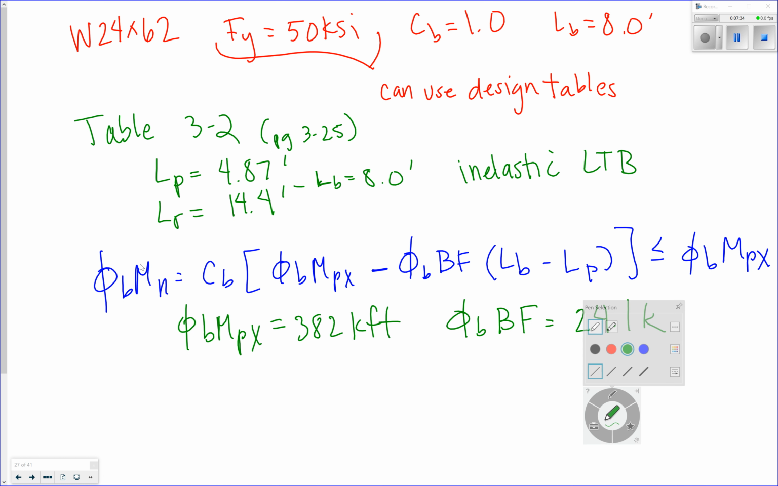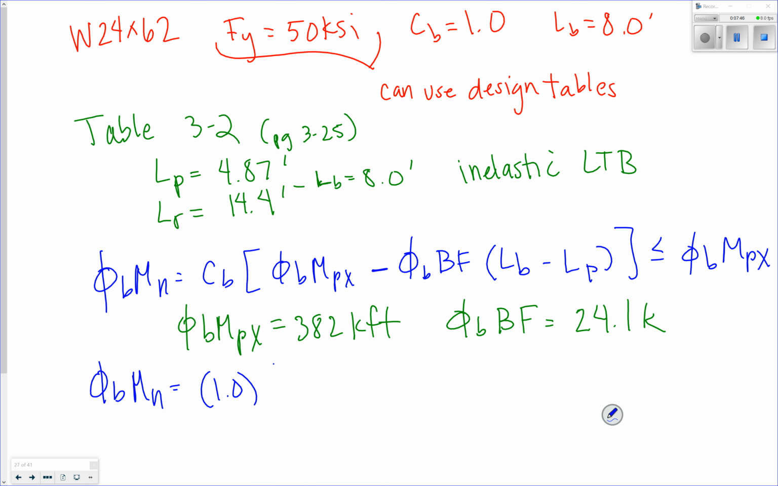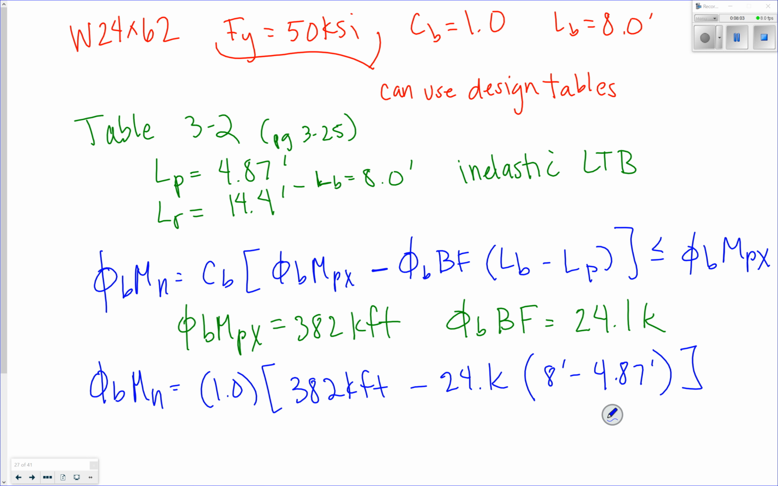Okay. Substitute all my values in there. 382 kip-feet minus 24.1 kips times 8 feet minus 4.87 feet. My capacity, as long as it's less than my maximum plastic moment.